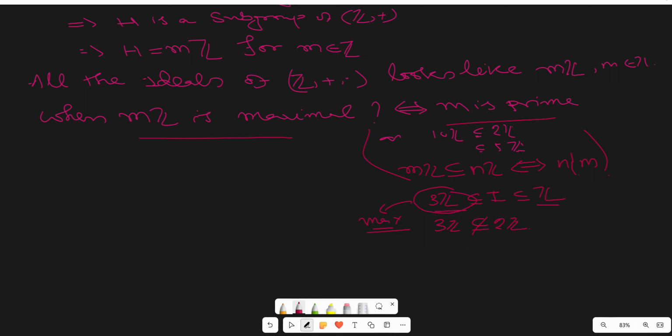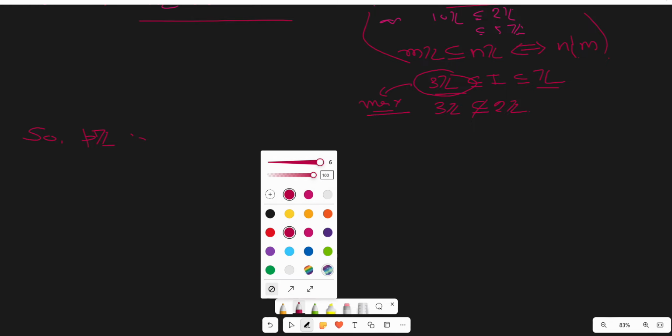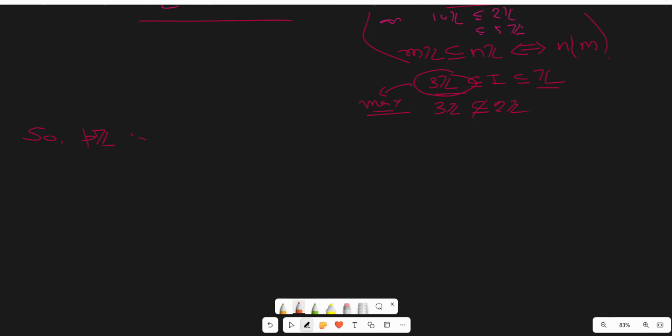So pZ is a maximal ideal for p prime. For p prime, pZ is the maximal ideal, right?